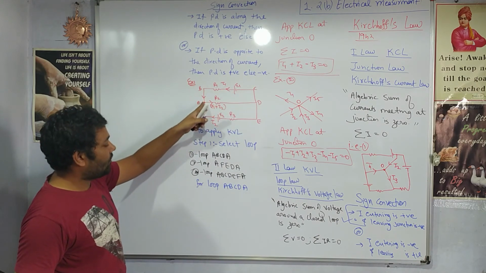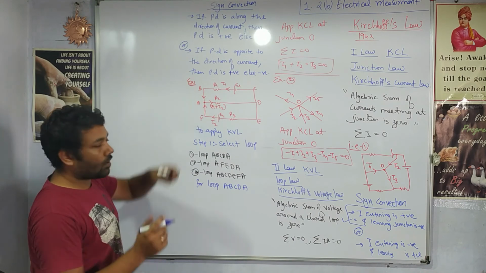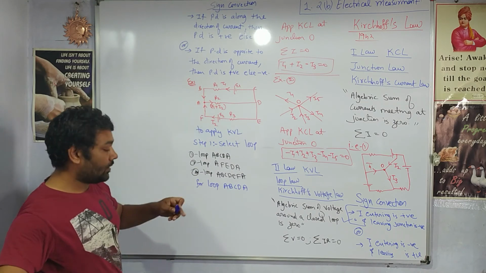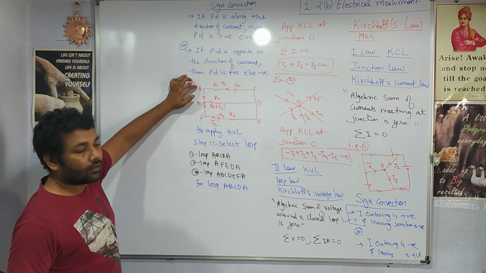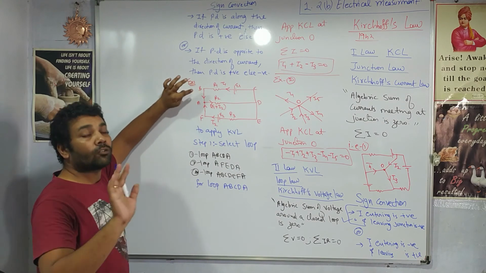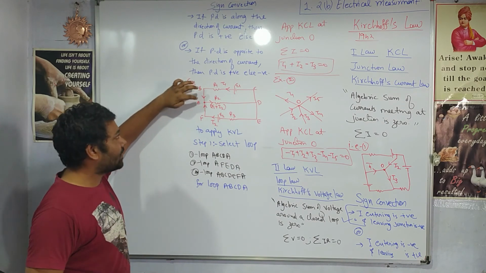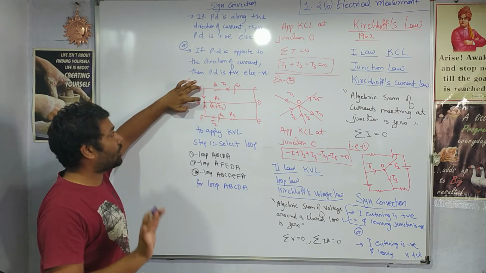Now here, if I start with A to B, is there any potential drop? A to B, do you see any potential drop? No, there is no resistance, so no potential drop. Wires are considered to be resistance less, for simplicity. So A to B, there is no potential drop.